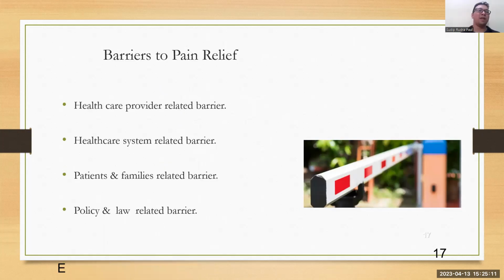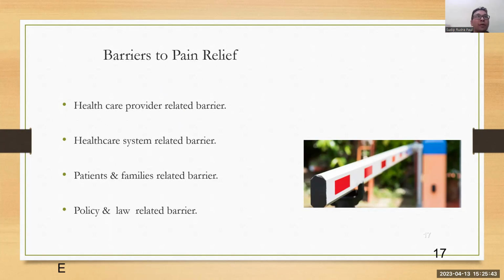Barriers can be of four types. First is healthcare provider related. In different hospitals, the patient to nurse ratio is not maintained properly. So they feel that whenever the patient is having pain, they will just tell us. If they are not telling, that means they are not having pain. Also, healthcare providers do not want to increase their burden.